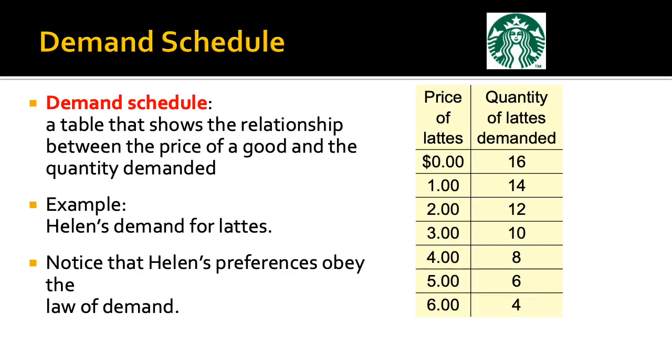So here's a demand schedule. A demand schedule tells us basically all of the different combinations of prices and quantity demanded for a certain consumer for a certain good. In this case, we're looking at Helen's demand for lattes. And we'll see that when Starbucks charges $0, Helen demands 16 lattes. Hopefully that's per week and not per day. But as the price starts to increase, notice that her quantity demanded for lattes is decreasing.